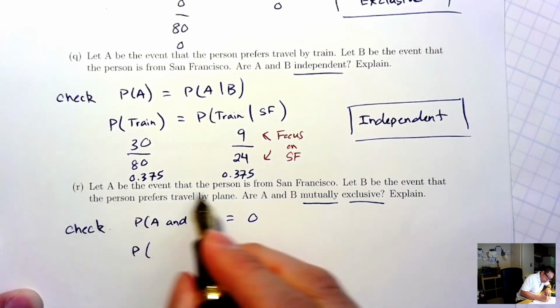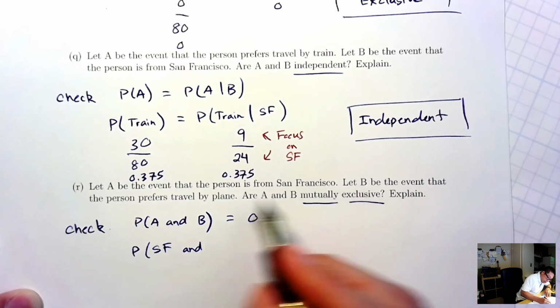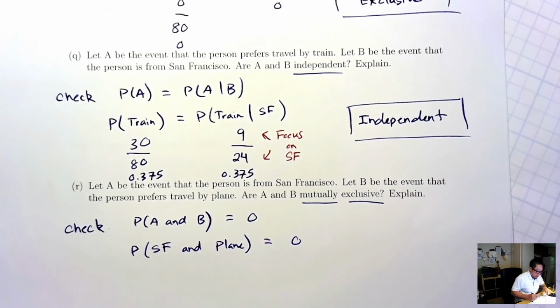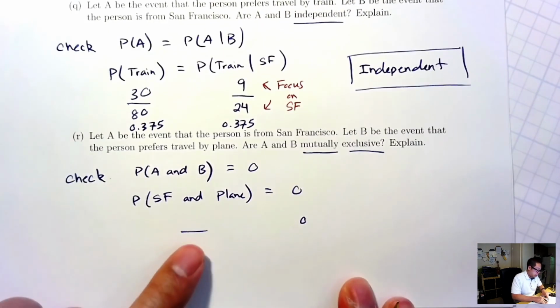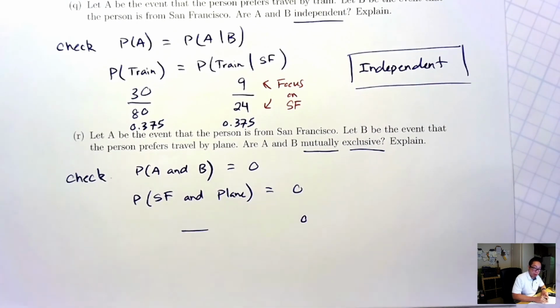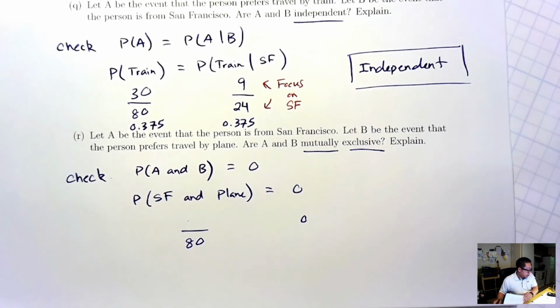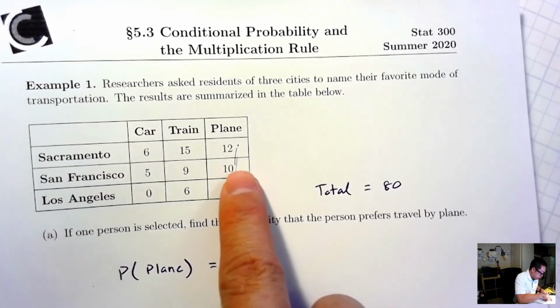A stood for San Francisco. B stood for plane. Check left side, check right side. Right side's easy, it's already 0. Left side, SF and plane. This is not a given problem, so the bottom should be the total. Top number, how many people are from SF and at the same time like plane? So SF and plane, 10.